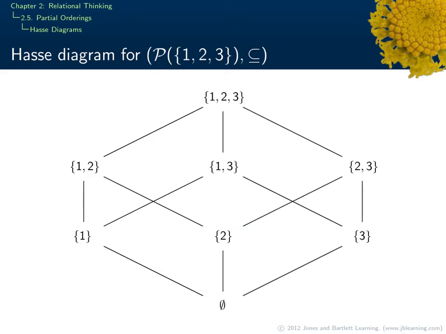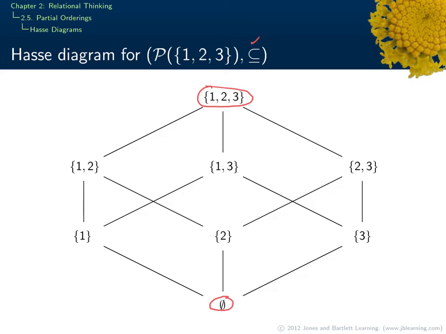So here we see an example of a Hasse diagram for the power set of the set {1, 2, 3} with the subset relation. Okay, so what is the power set of the set {1, 2, 3}? Well, it's this set {1, 2, 3} and all of its subsets, including the empty set. Now, the smallest set in this entire hierarchy is the empty set. It's a subset of everything, right?